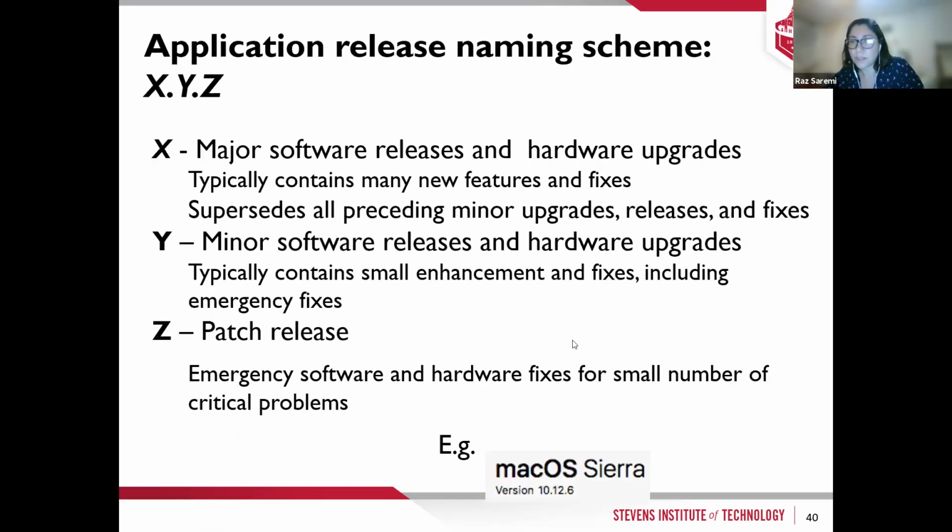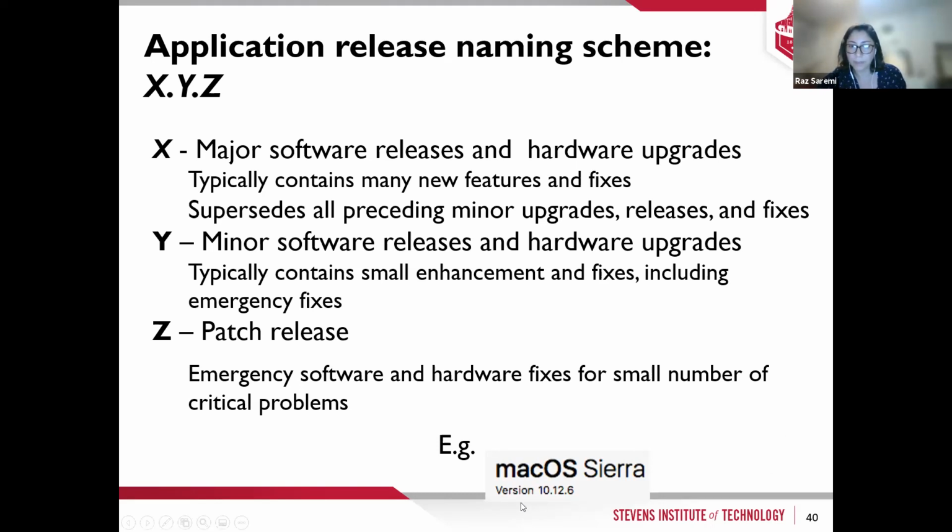What we do in this class, we are following the schema. We have X, Y, Z. X is a major software release. I am in version 2. Then Y is a minor software release. During software 2, version 2, I am in third release that I'm going to update. And then I have a patch release, emergency software that I was fixing.